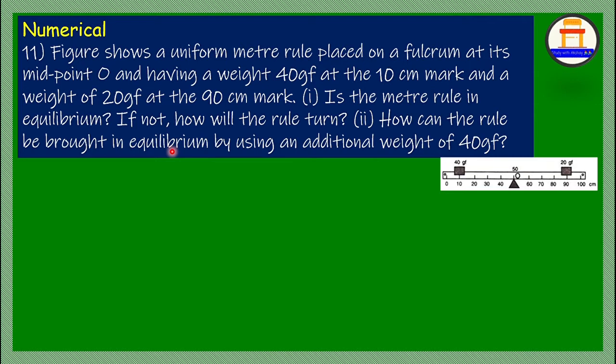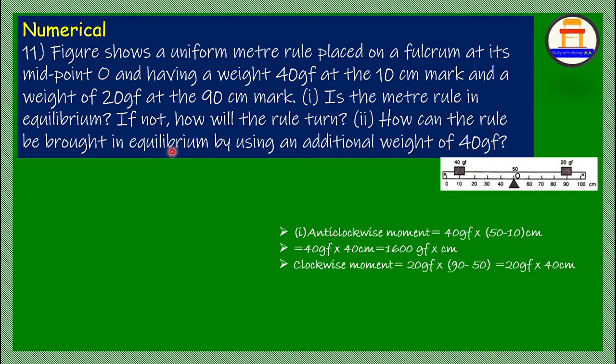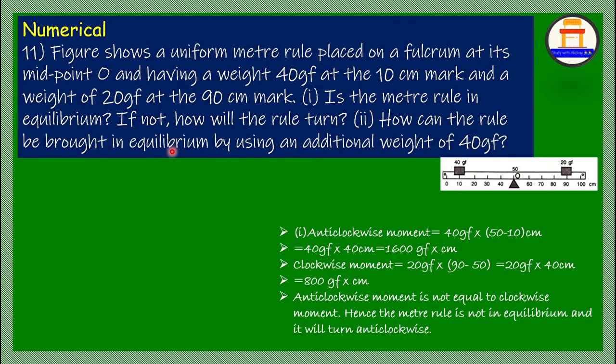So basically, for the first question, anti-clockwise moments is equal to 40 GF into 50 minus 10, that is the distance. So 40 GF into 40, that is 1600 GF centimeter, is the anti-clockwise moment. The clockwise moment will be 20 GF into 90 minus 50, that is 40. 20 into 40 is 800 GF centimeter. So now anti-clockwise moments is not equal to clockwise moments, hence the meter rule is not in equilibrium. So this is the first question answer.